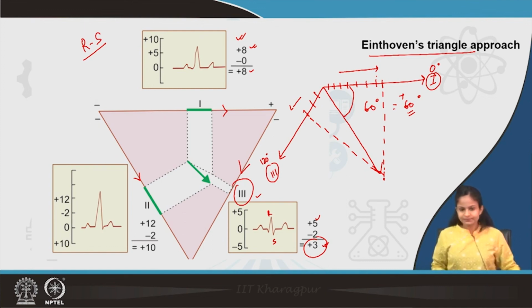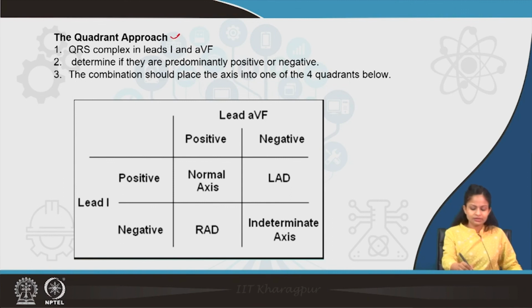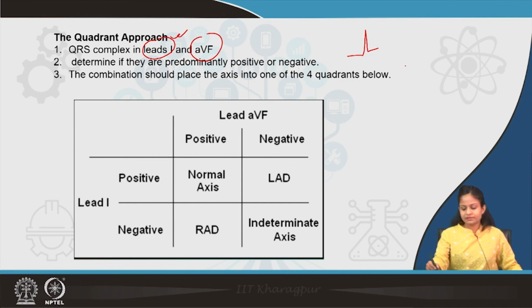Now, we go for the quadrant approach. In the quadrant approach, we usually take two leads, that is lead 1 and AVF. Then we check what deflections we are getting in lead 1 and AVF, whether we are getting positive deflections or negative deflections. We can get any of the deflections in lead 1 or lead AVF. Then we try to put these deflections into these combinations.